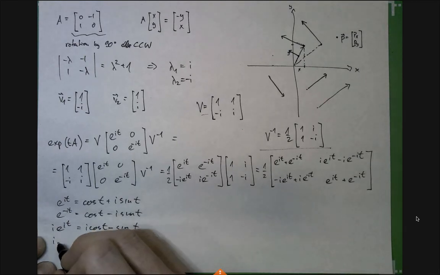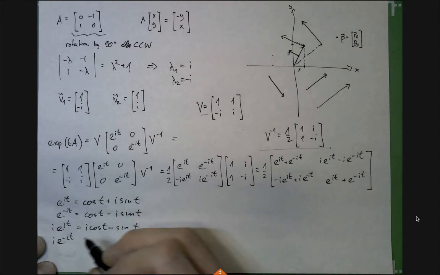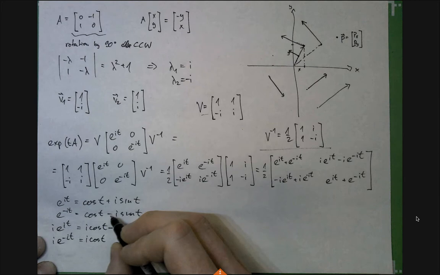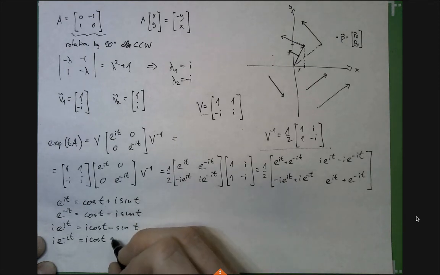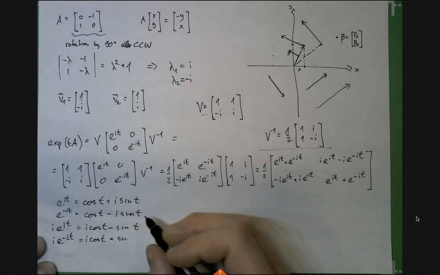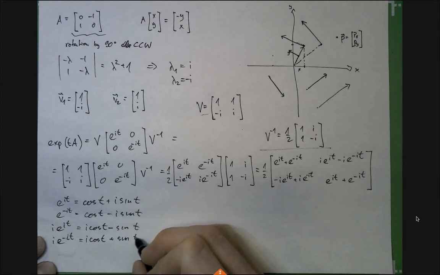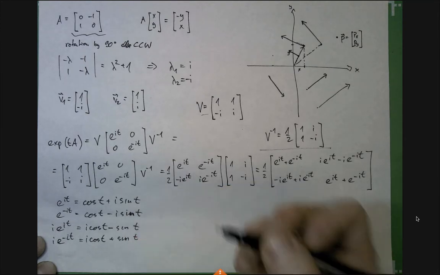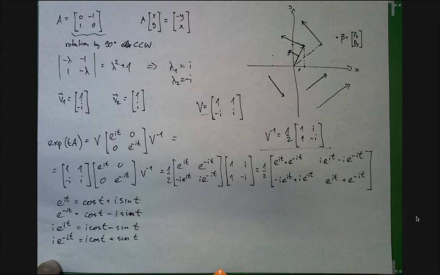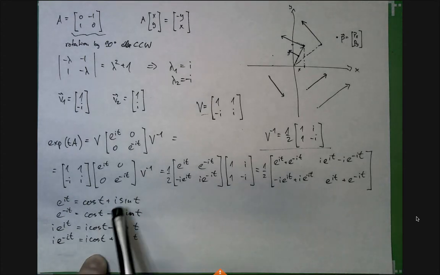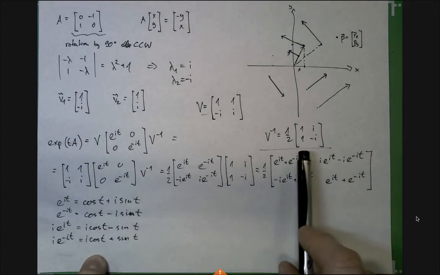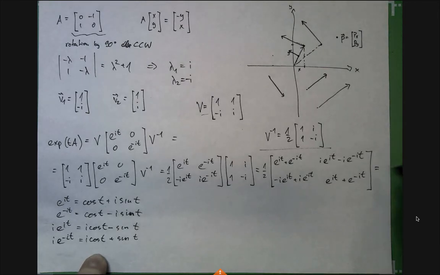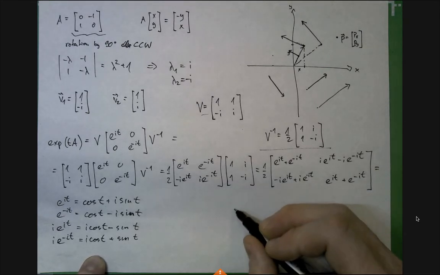And if I have i e to the minus it, then I will get i cosine of t, and here is minus i squared, so that's plus sine t. This is sine, of course. Okay. What I'm going to do now, I'm going to take these expressions and plug them in here, and I will see what I get.